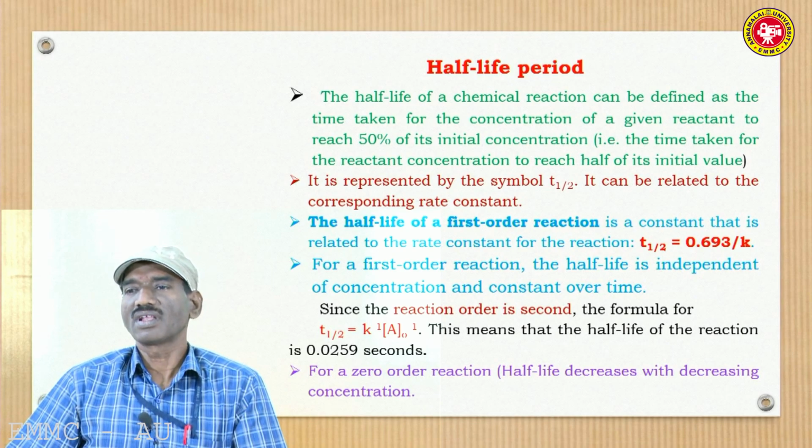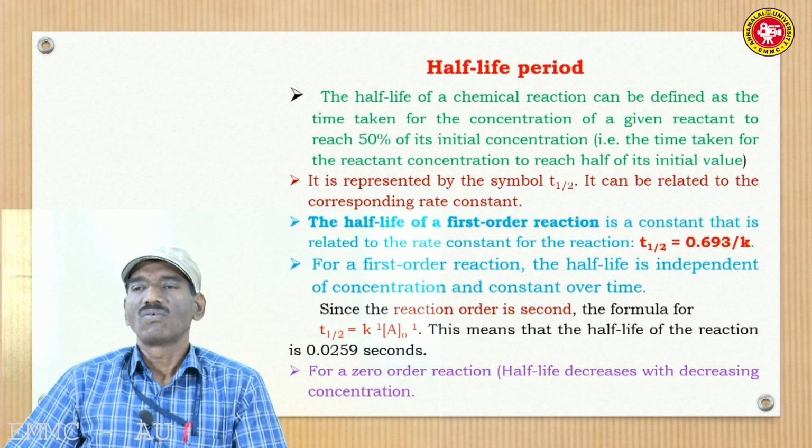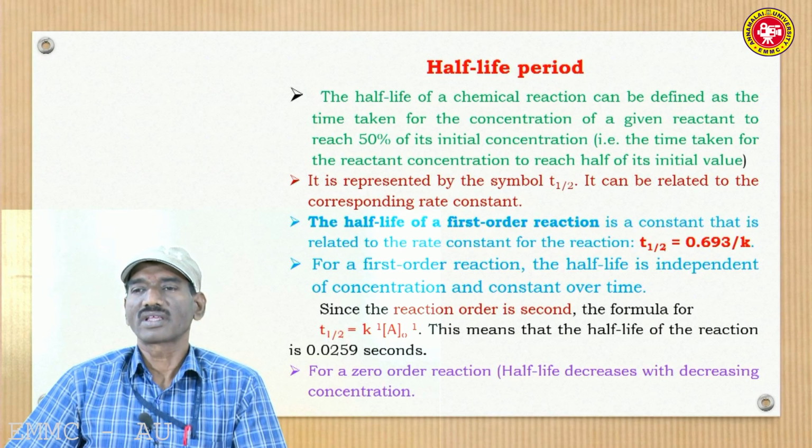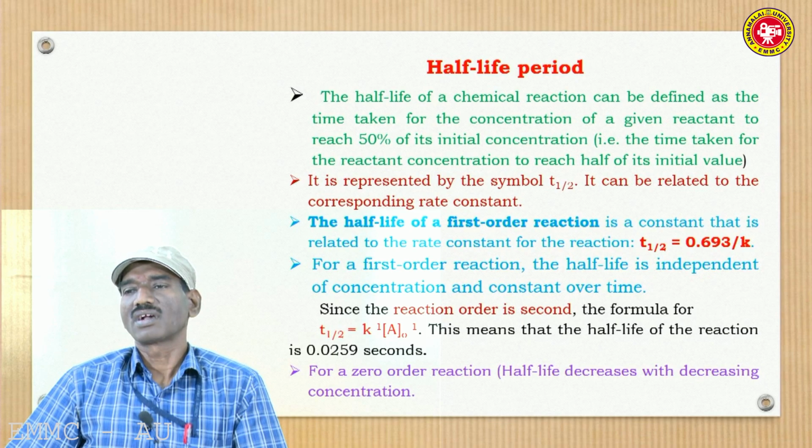Since the reaction order is second, the formula for t1/2 is K to the power minus 1 and A0 to the power minus 1. This means that the half life of the reaction is 0.0259 seconds. For a zero order reaction, the half life decreases with decreasing concentration.